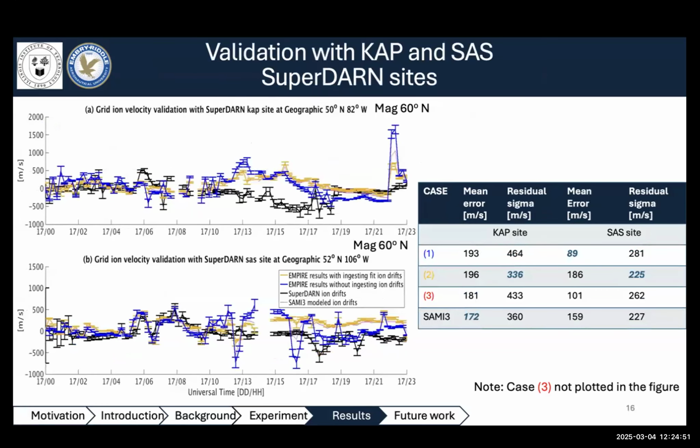Then we compare the data with the Sapporo sites. We compare 2 sites, the CAP site and the SEX site. Both of them are located at a magnetic latitude of 60 north. We compare the result, but we cannot conclude which one performs the best because they yield different values.